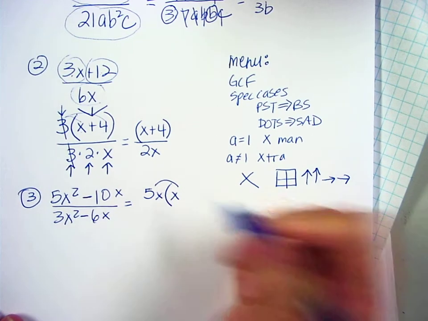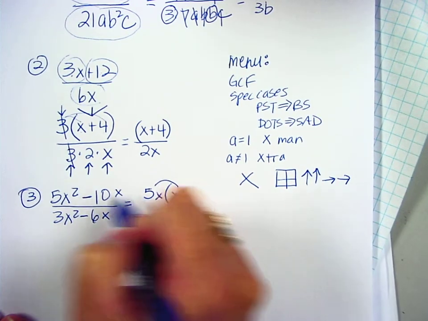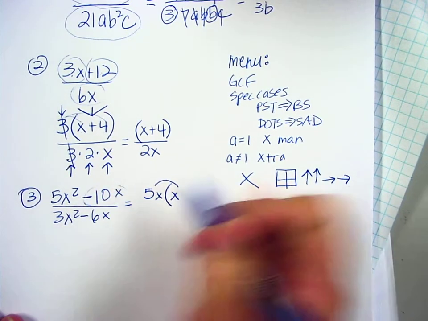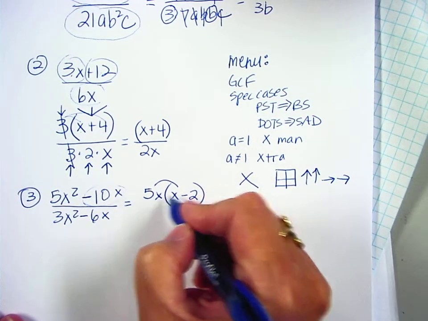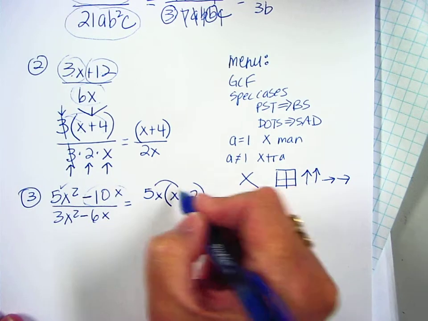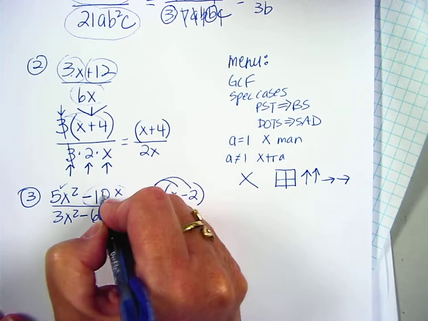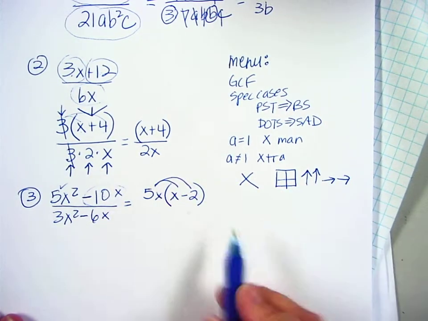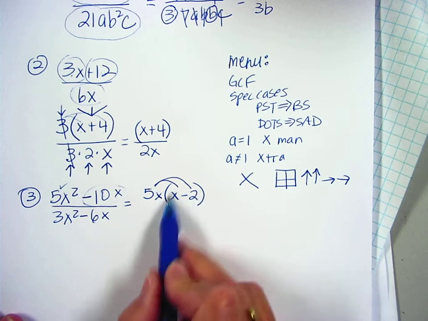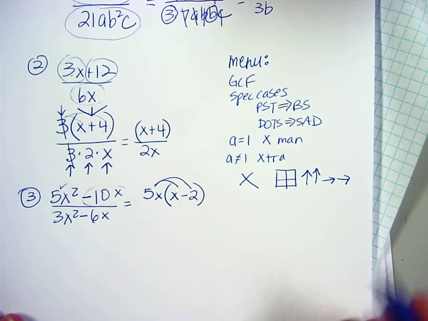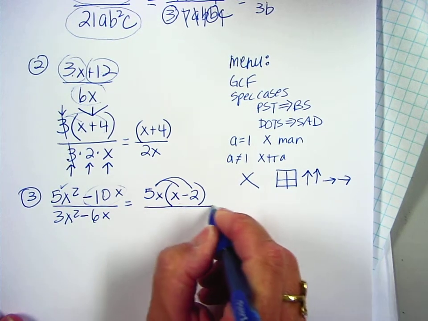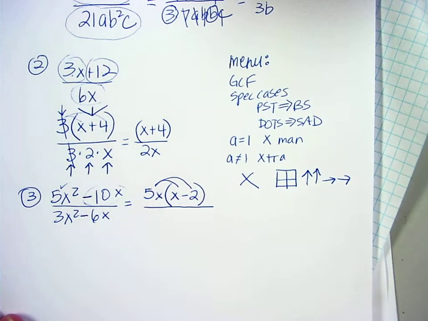That would be another x. And 5x times what equals negative 10x? That would be negative 2. Let's double check that. 5x squared, yep. Negative 10x, yep. This is factored. After I pull out my GCF, this is not a special case, and it's not a trinomial, so I'm not going to use X-man or extra X-man. So this is completely factored.